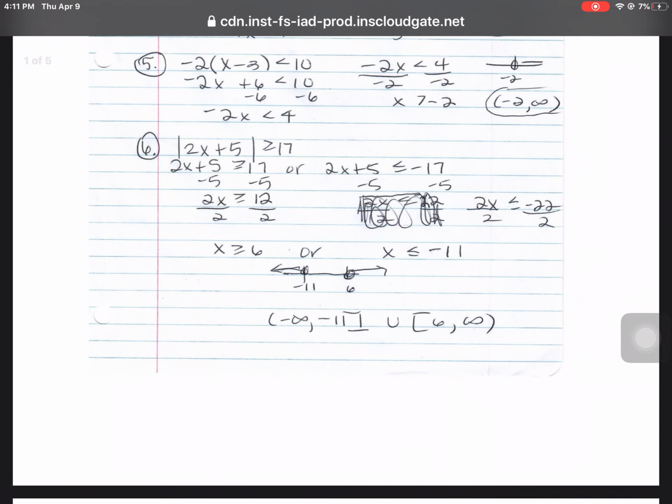Number 5, distribute the -2. The symbol stays the same because we're not multiplying on both sides. Okay, so distribute the -2. We undo the +6 with subtract 6. And then we need to divide both sides by -2. A +4 divided by a -2 equals a negative. Since we divided by a negative, you flip the symbol. That's why it turns into greater than.